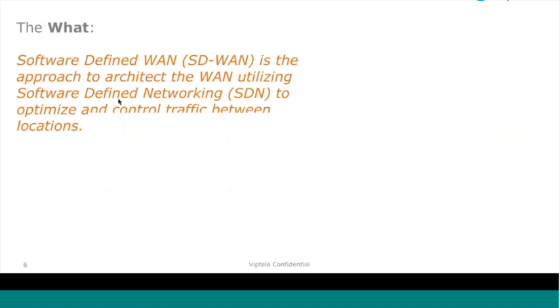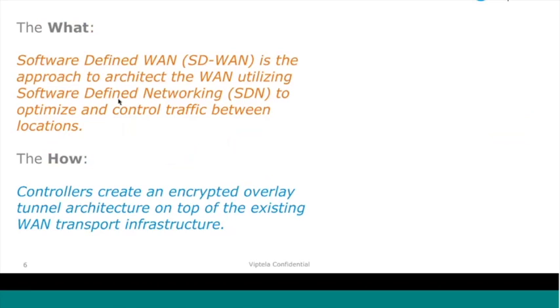So when we look at just the basics, SD-WAN is about taking software-defined networking to re-architect the WAN to optimize and control traffic between locations. At its most basic, that is what SD-WAN is. As for the how, it uses controllers or control infrastructure to create encrypted overlays on top of an existing WAN transport infrastructure. This can be accomplished by either replacing existing CPE devices or augmenting them and putting them in play with existing CPE devices.